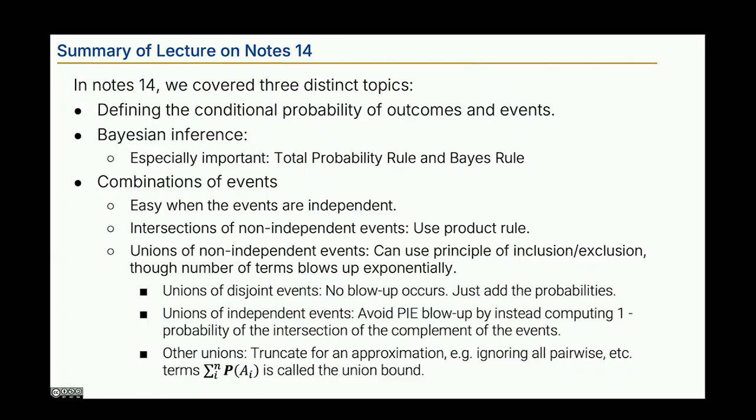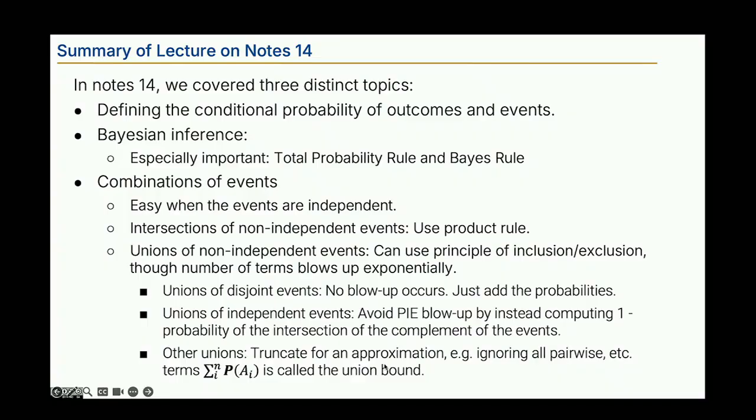If the events are disjoint, we actually don't get blow up. We just add the probabilities. If the events are independent, then we avoid the blow up. We can avoid the blow up by doing the trick you mentioned earlier, which is just consider the complements of the events. And then if we have other unions, in principle, we actually have to compute it. But in practice, we could truncate if we want an approximation, like the union bound. If we ignore everything above pairwise, then that's called the union bound.